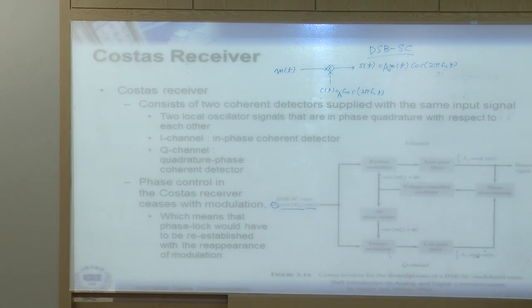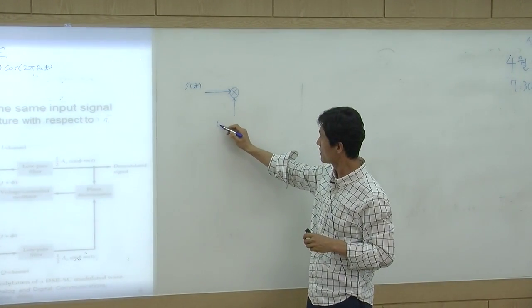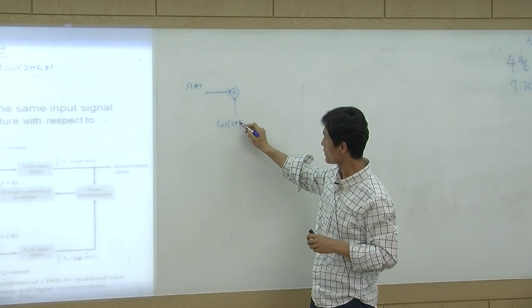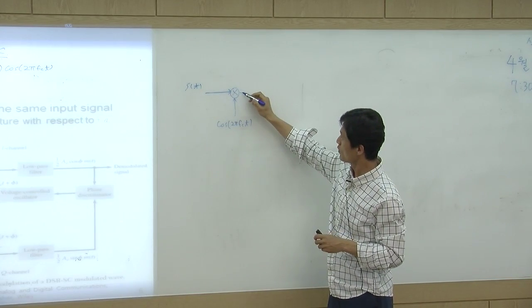Probably you learned a receiver where you receive s(t), which is the transmitted signal. In this case, there is no noise. So you receive this signal s(t), and right after that, you multiply by the carrier. And what is the next thing to do?